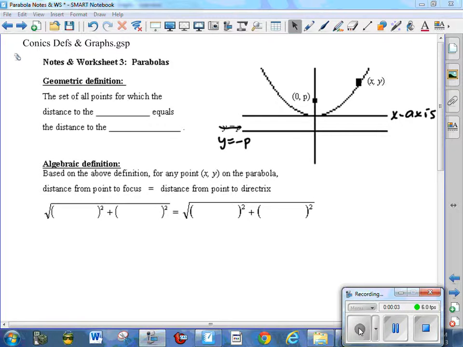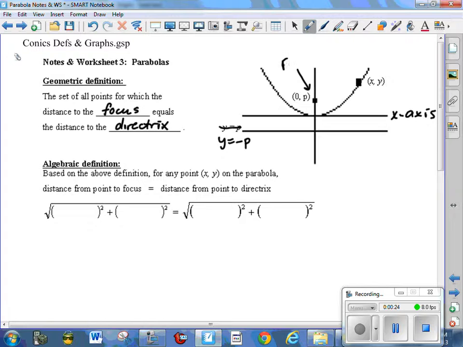Parabola Notes, Part 1. Let's start with the definition of a parabola and then look at what that definition means. The set of all points for which the distance to the focus equals the distance to the directrix. Notice in the picture that the point (0, p) is the focus. The line y equals negative p is the directrix. So we have a fixed point and a fixed line, and those two are essential for constructing a parabola.